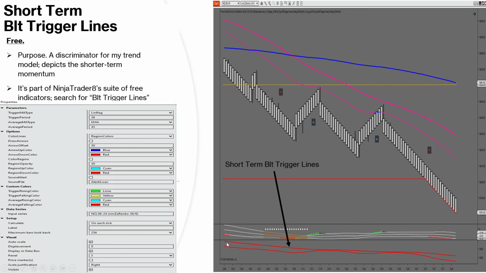Short-term trigger lines in the lower pane down here. I put these in the lower pane because I don't want them messing up the chart. I don't want too many lines up here, and I'm really just looking at the momentum. I could really compress this down and thicken this up to where I really just see red and cyan when it's bullish.